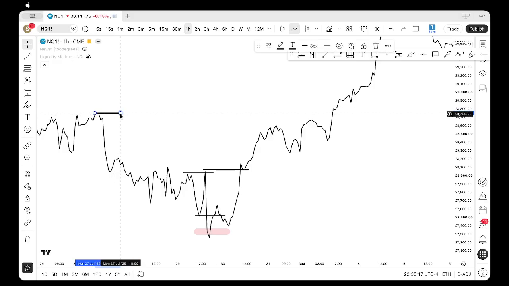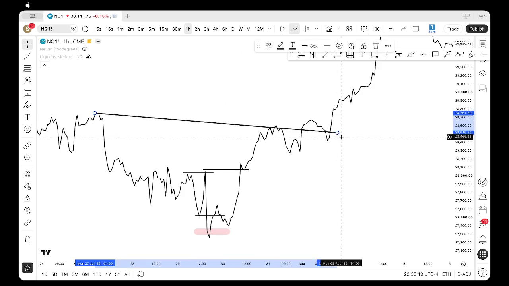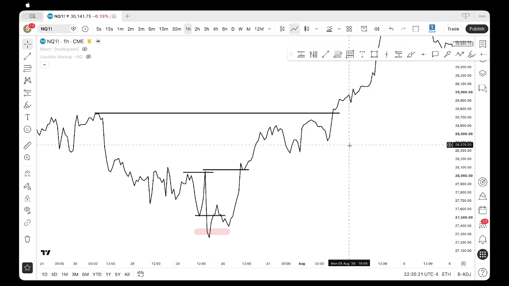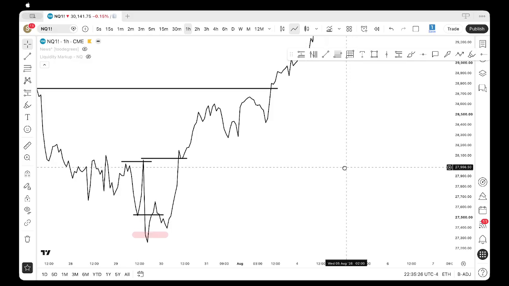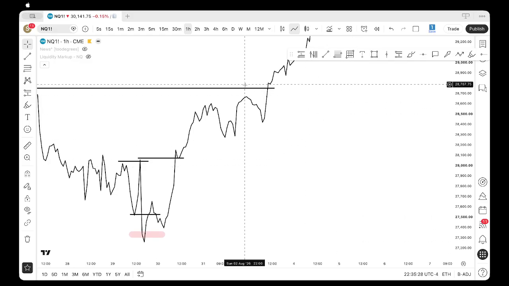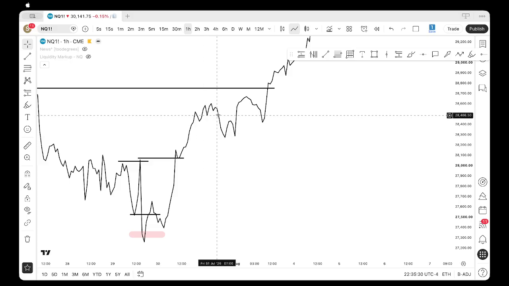Shift. Boom. Oh, my bad. Bam. We just took out this high. So where we go next, we're looking for another draw on liquidity. We're looking for something to manipulate to send us higher. You can see we didn't really get any sort of manipulation.